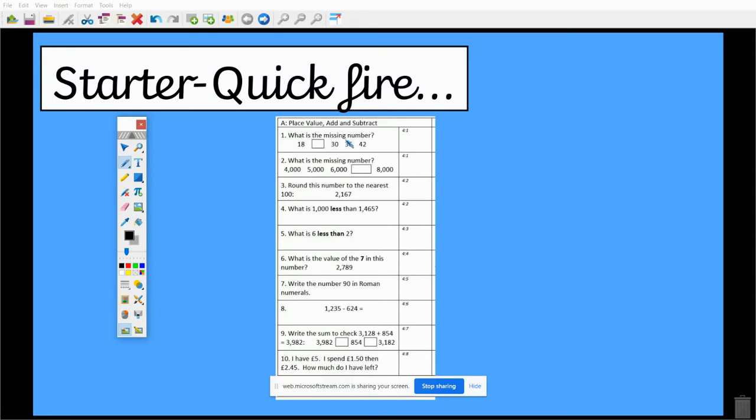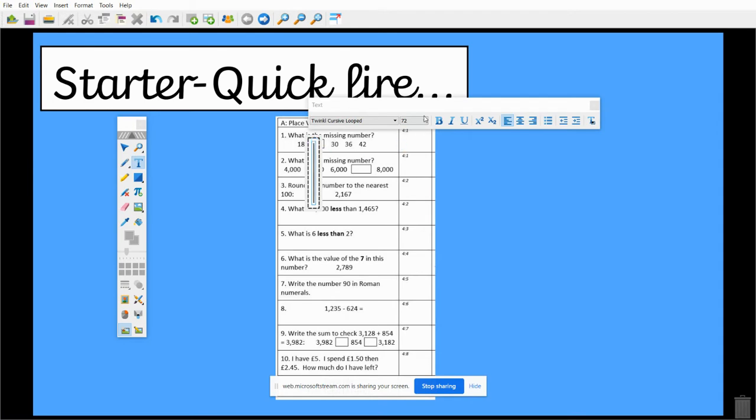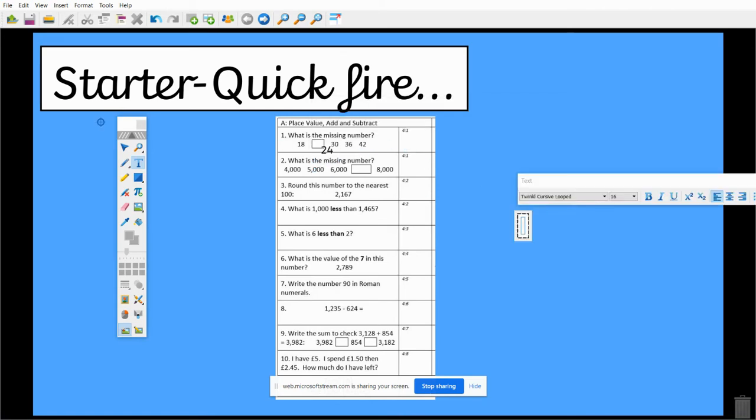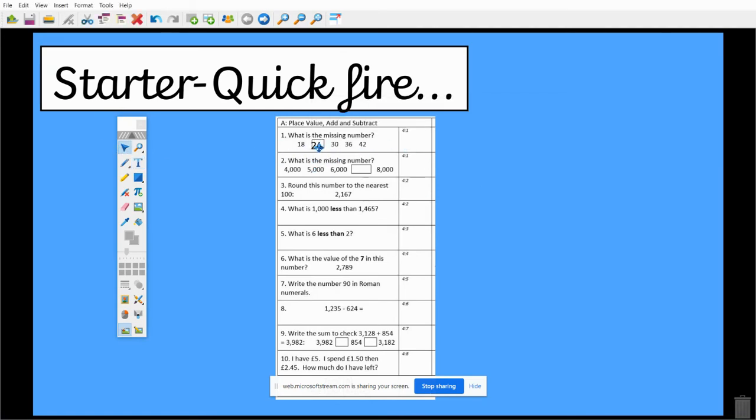What is the missing number? 18, 30, 36. What is it counting up in? Where do we see these numbers? We see them in our 6 times table. Excellent. So 18, and then this one was 24. So 18, 24, 30, 36. So we had to take away 6.